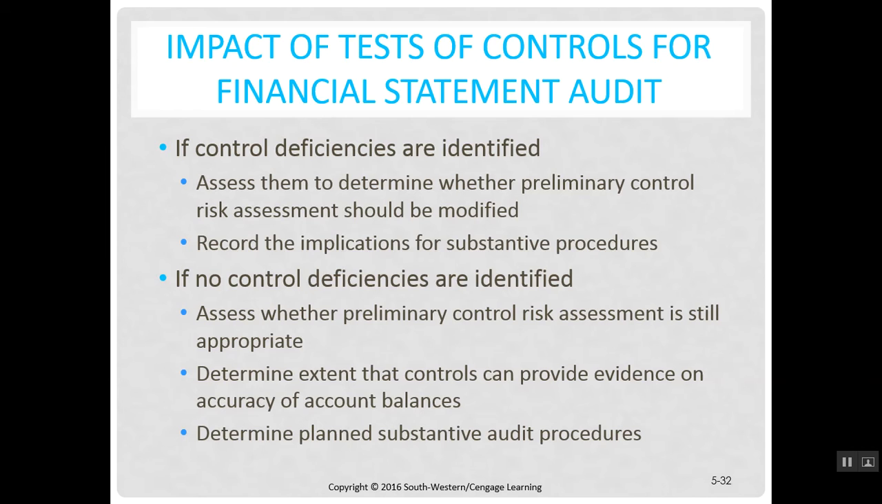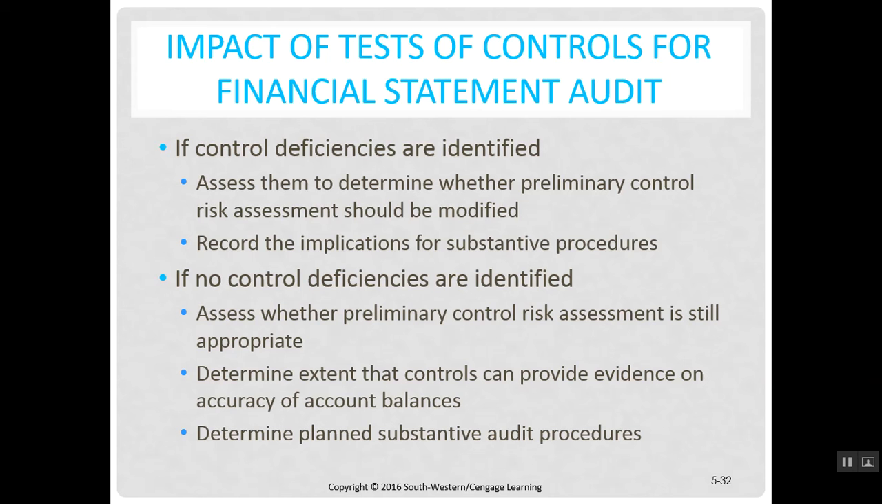If control deficiencies are identified, then you need to assess them in order to determine whether preliminary control assessments should be modified, and you need to record the implications for substantive audit procedures. What this means is that if initially you said that the control environment was effective, and as a result of those tests it is no longer deemed effective, that's going to have an impact on your substantive procedures. You may not be able to perform a controls reliance audit.